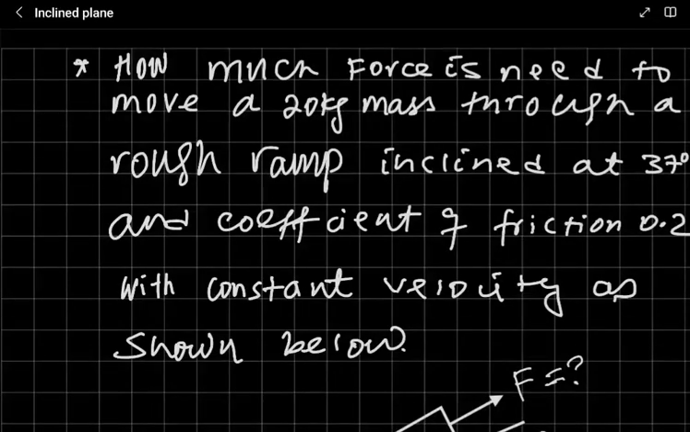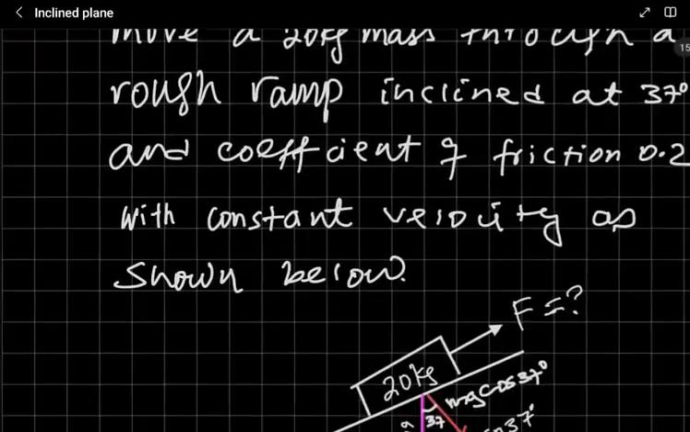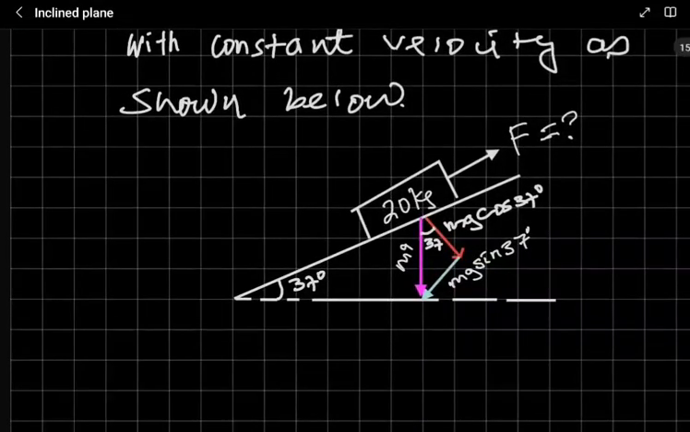The question says, how much force is needed to move a 20 kg mass up a rough ramp inclined at 37 degrees, with coefficient of friction 0.2, with constant velocity, as shown below? Things are given below. So this is the case. There is a force acting on the mass, and the mass is moving up.